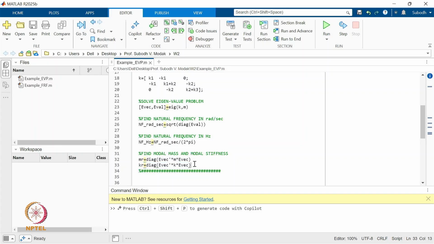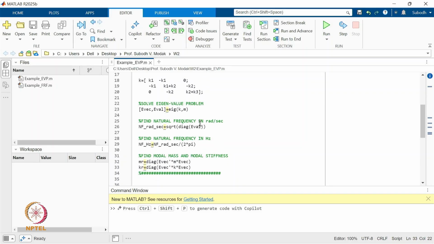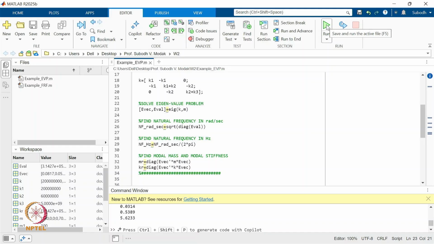So this completes the MATLAB code. You can see I have intentionally not used a semicolon at the end of these statements, so that I can see the results of their execution on the command prompt. So let us now run this. If I click here in the tools commands panel and say run, you can see it is running, and it has in fact completed the run.